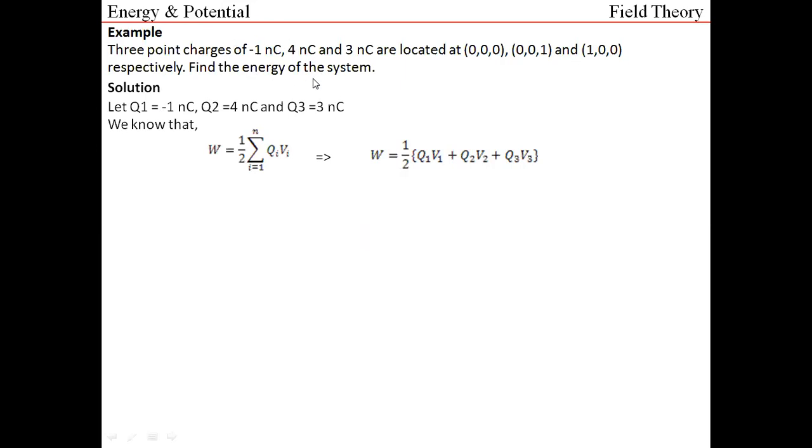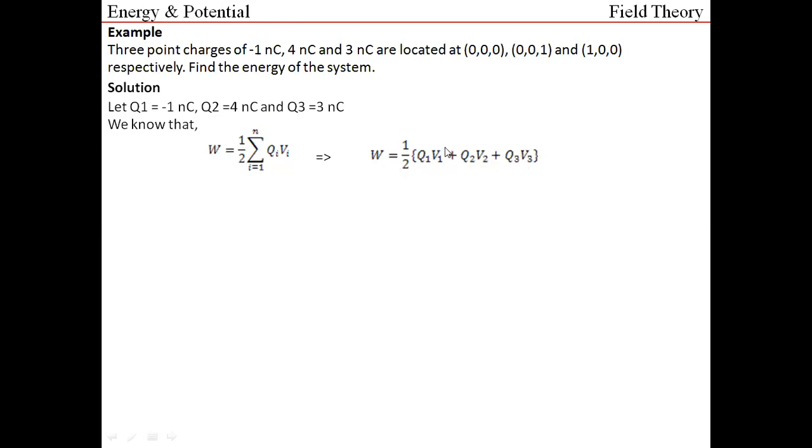Because these are point charges, the system that is formed here is basically the system of discrete charges, and hence for the relation of work done or energy we can use this: W is equal to 1 by 2 summation i from 1 to n QiVi. Here n would be equal to 3 because in total I have 3 charges. So my relation of energy would be 1 half of Q1 V1 plus Q2 V2 plus Q3 V3.